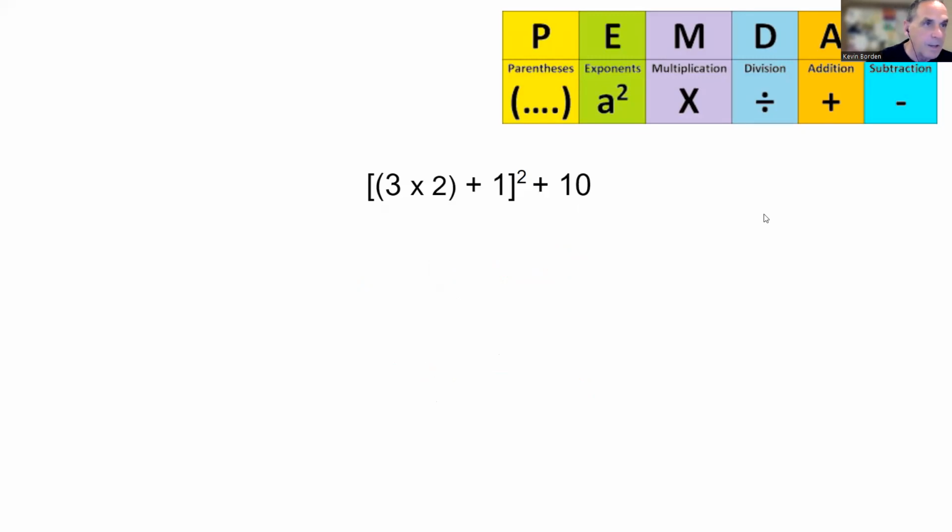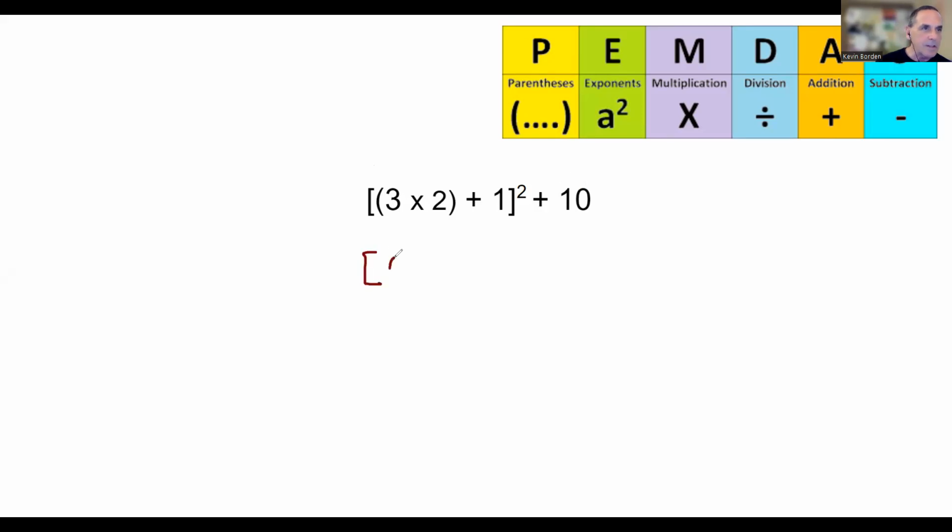All right, here we have an example where we have multiple parentheses. When you have multiple parentheses, what you will see is kind of a regular parenthesis on the inside, and then these square brackets on the outside. So we're going to do the ones on the inside first. So we have 3 times 2, that's 6, plus 1. And all of that is going to be squared, plus 10.